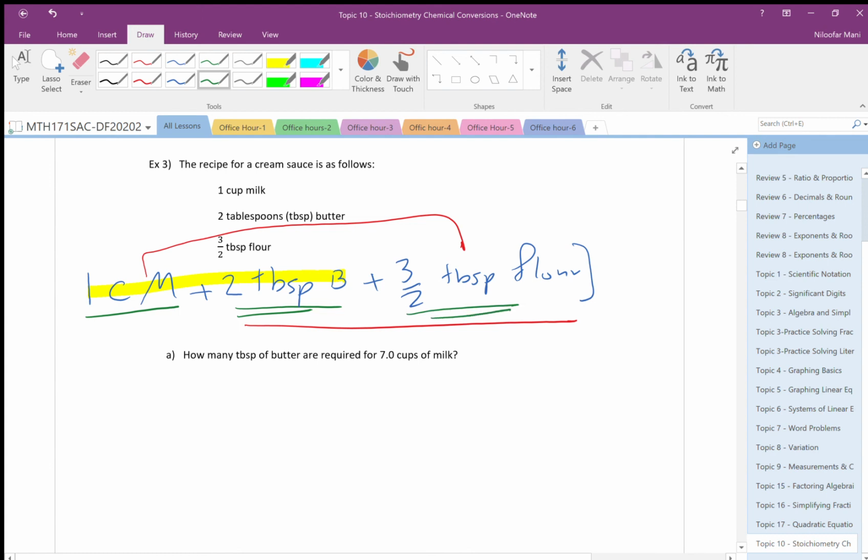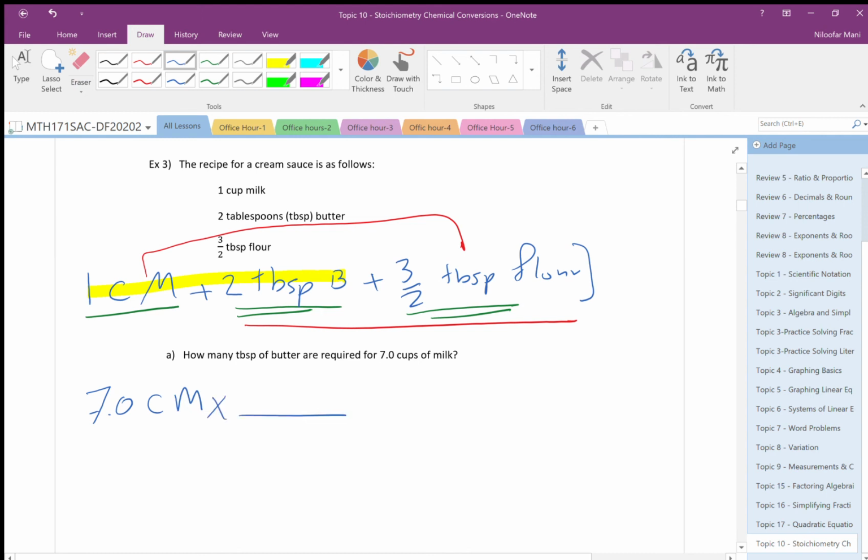I just want to solve the question. Maybe it's not really a recipe, but it is just a question that we want to practice conversion factors on. How many tablespoons of butter are required for 7 cups of milk? I have 7 cups of milk, and I pay attention to the number of significant digits. Here I have 2 significant digits.